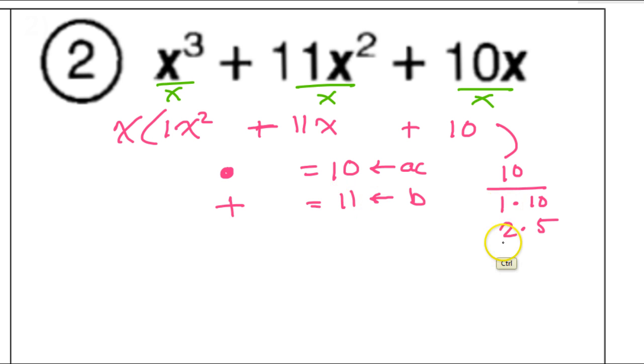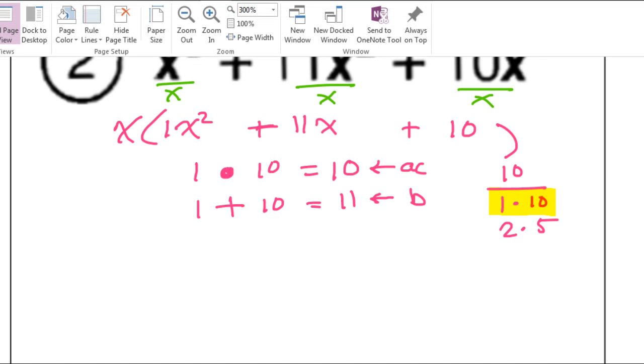So, which one of these pairs can give me 11? Well, obviously, that's going to be the 1 times 10 option. Okay, so if I do 1 plus 10, that gives me 11. If I do 1 times 10, that gives me 10. So we've done it. Now, what do I do with this?